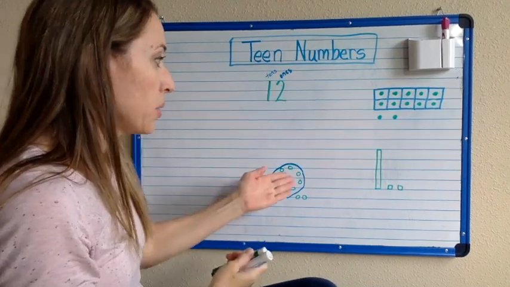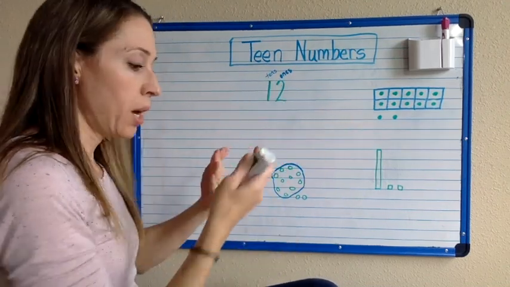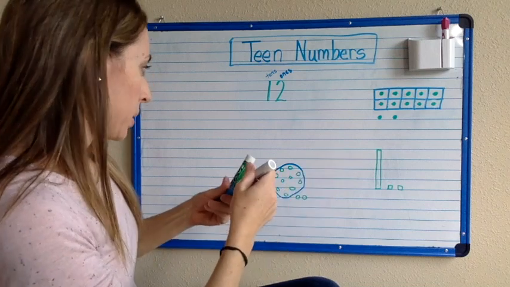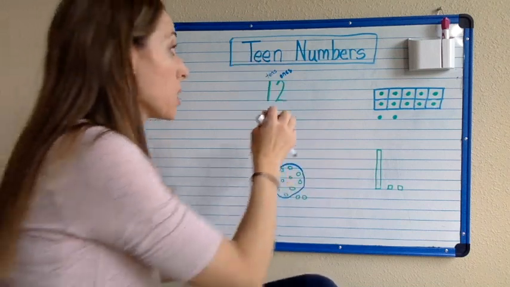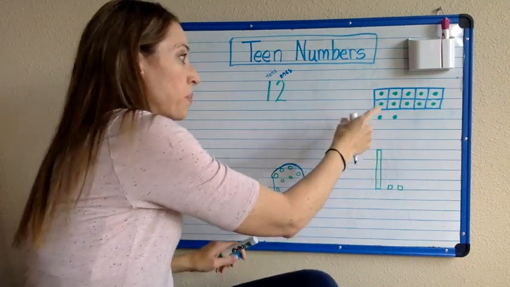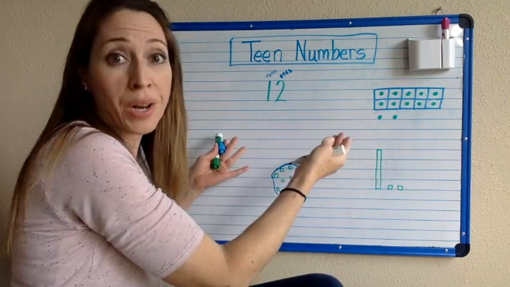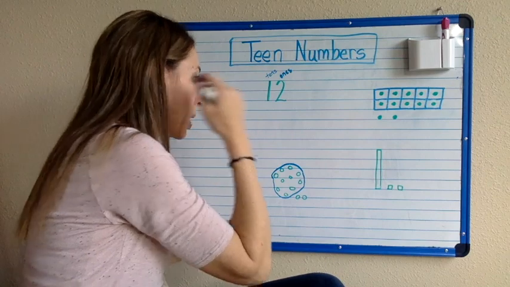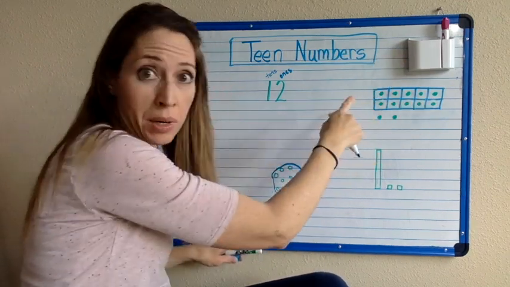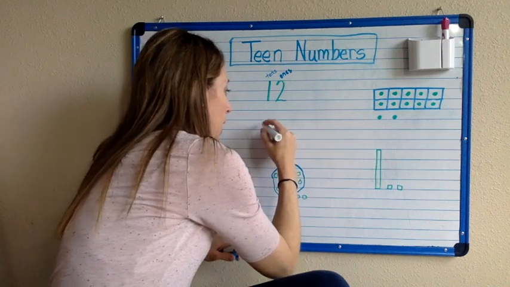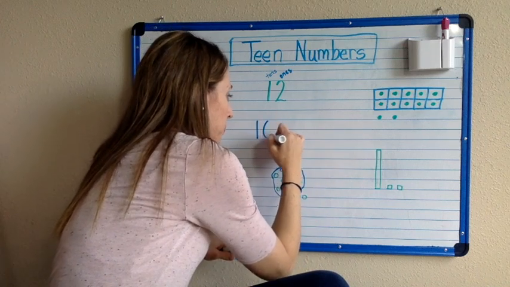Okay. So using any one of these pictures, let me see which color I'm using first. I'll go ahead and use my blue. Using any one of these pictures, I can make an equation. I can write a number sentence. So I'm going to go ahead and use the first one. I have a group of 10 in my 10 frame, so that's what I'm going to write first. Okay, so I'm going to have 10 here.